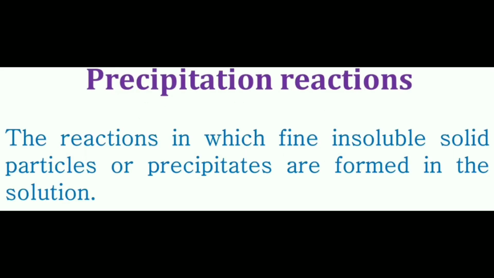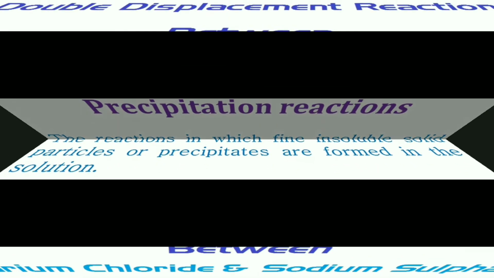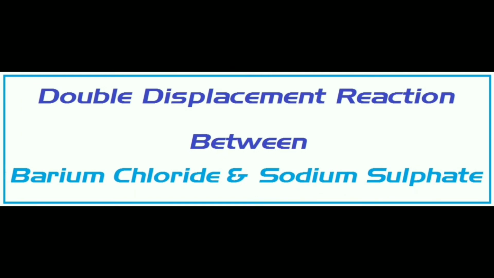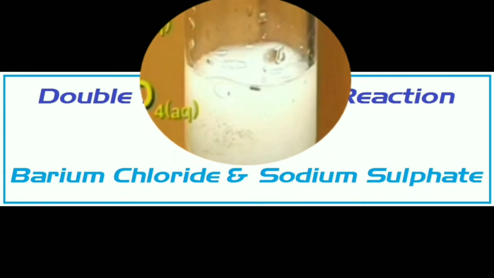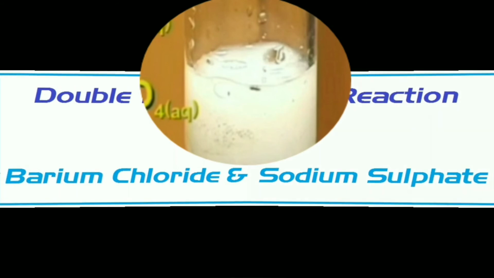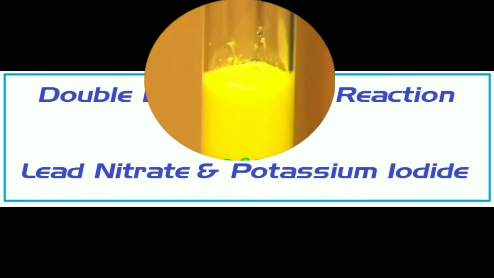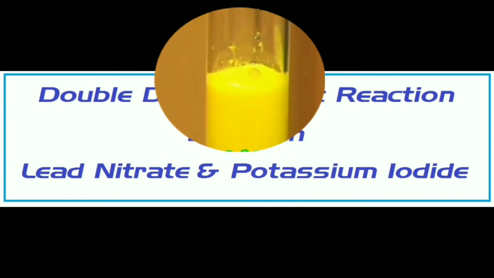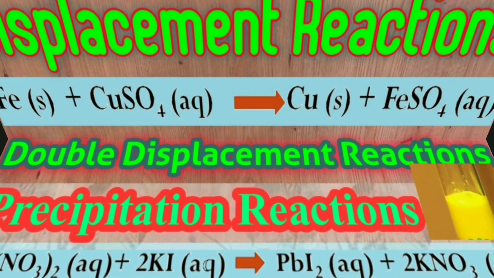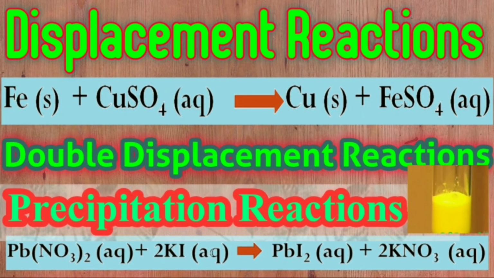Now let's define the precipitation reaction. The reaction in which fine insoluble solid particles or precipitates are formed is called precipitation reaction. For example, in the double displacement reaction between barium chloride and sodium sulfate, the white precipitate of barium sulfate is formed. And during the double displacement reaction between lead nitrate and potassium iodide, the yellow precipitate of lead iodide is formed.